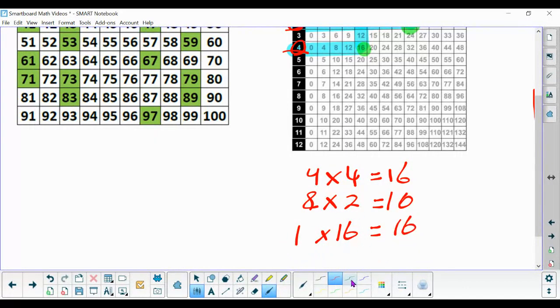So how many total factors for 16? Well, let's count them up. You got 1, 2, 3, 4, 5. You're not going to count 4 twice, okay? So just count it once. So it's got a total of 5 factors. So this would not be a prime number.